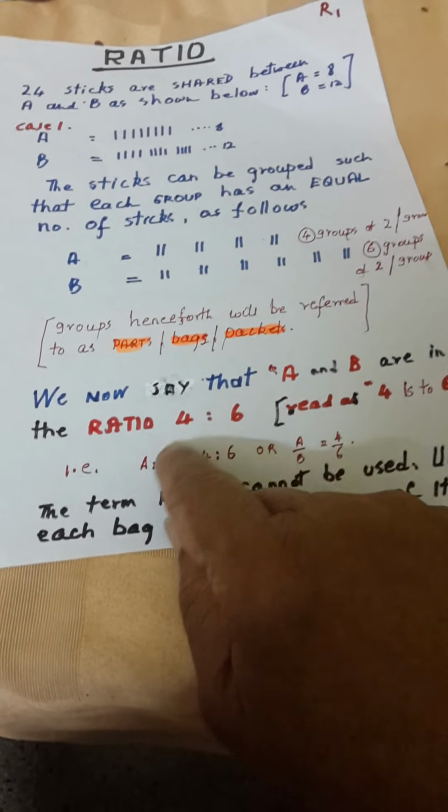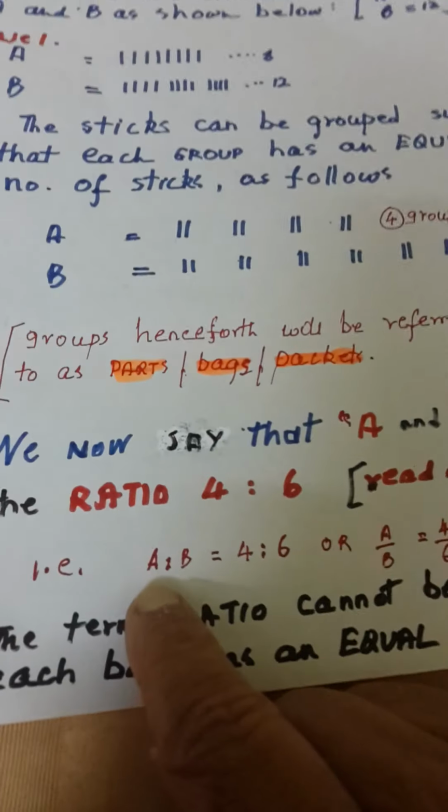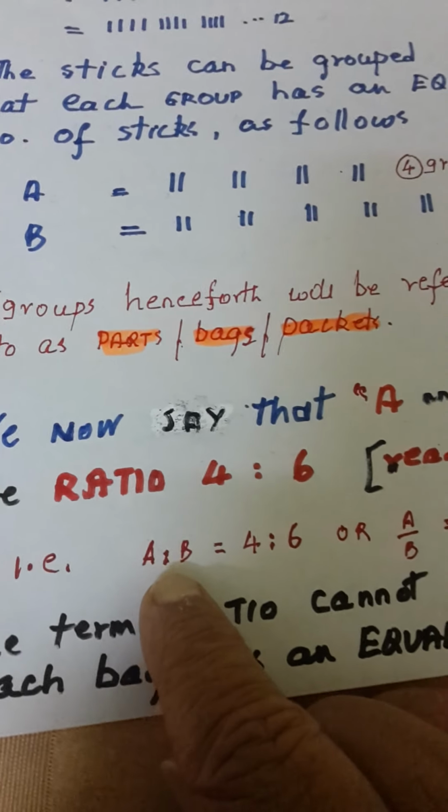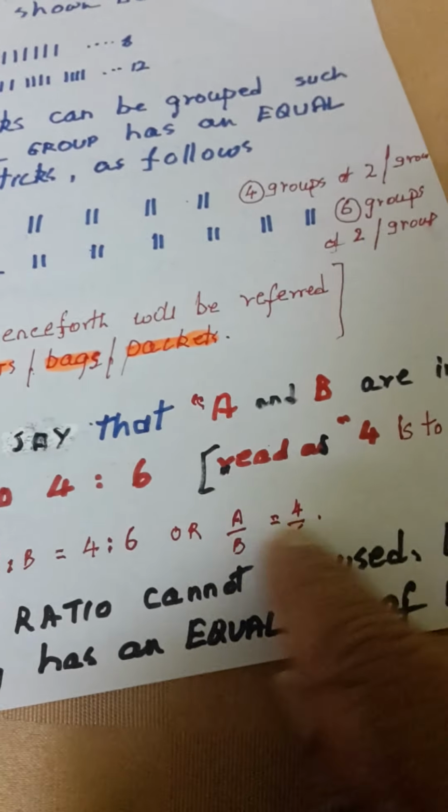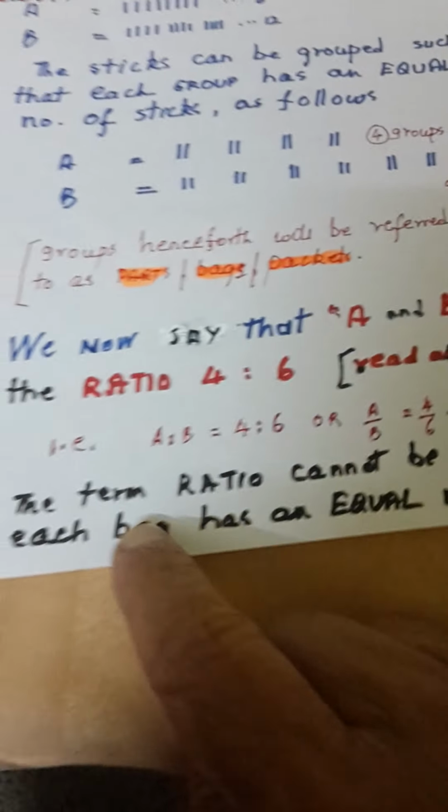We can now say that A and B are in the ratio 4:6, read as 4 is to 6. Therefore, A is to B is 4:6. This is the fraction representation of ratio.